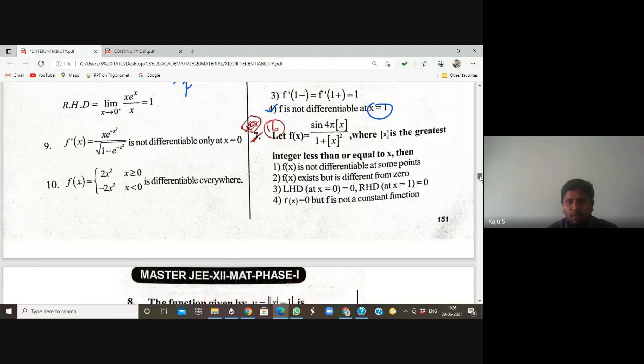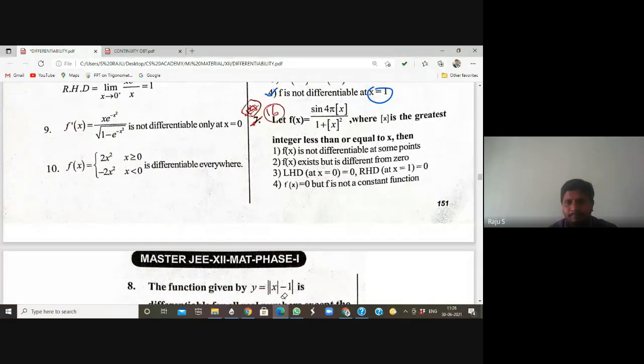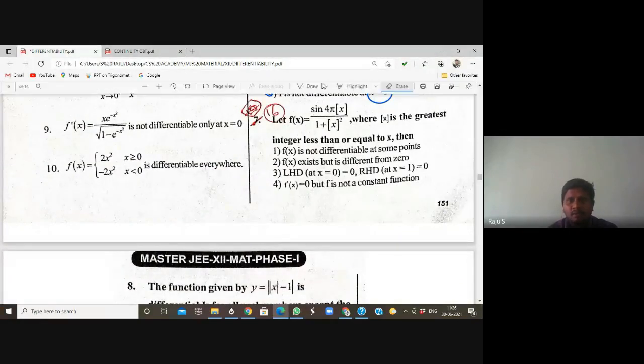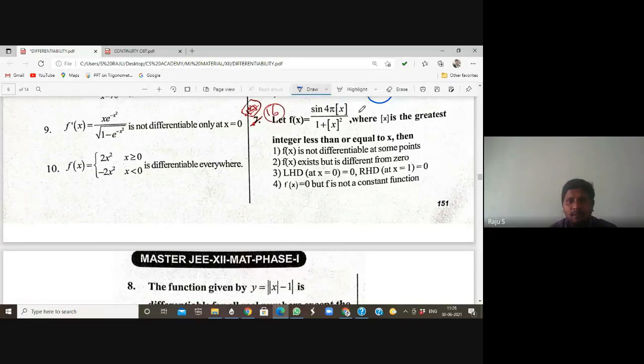See now, students. So what are the options they gave here? f of x is not differentiable at some points. f of x exists but is not differentiable from 0. Left hand derivative at x is equal to 0 is 0. Right hand derivative at x is equal to 1 is 0. f dash of x is equal to 0, but f is not a constant function.